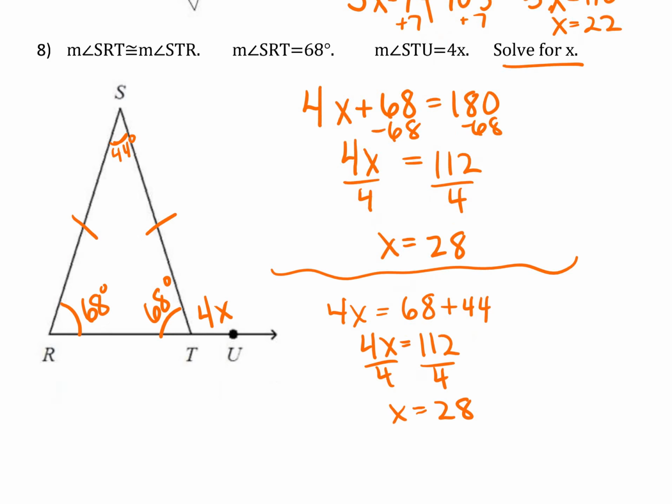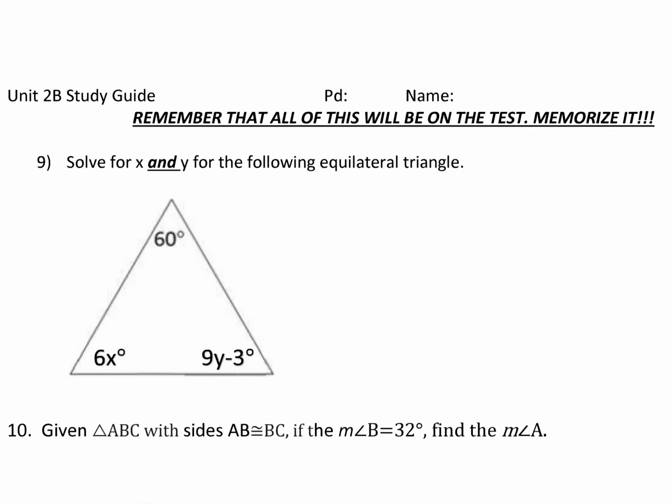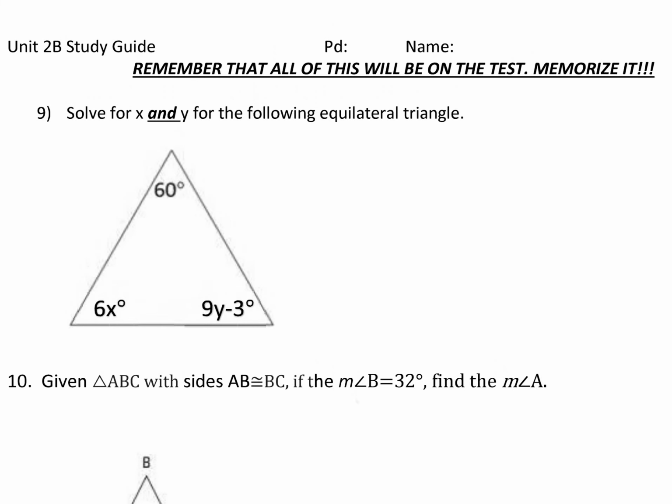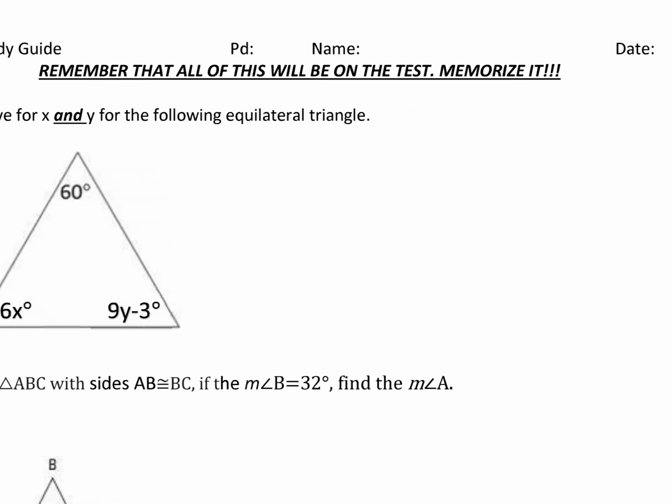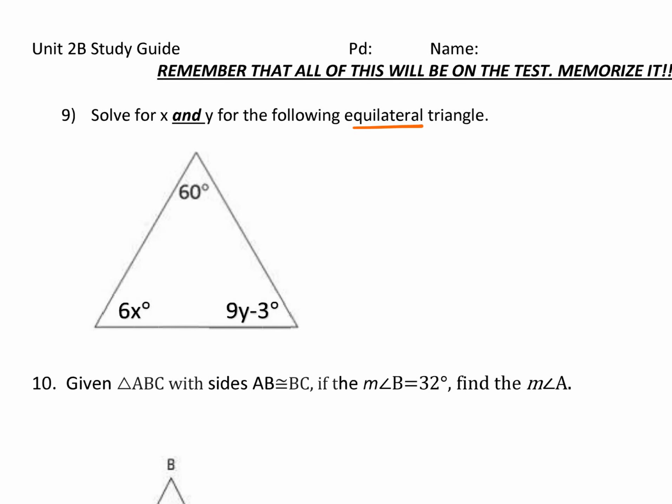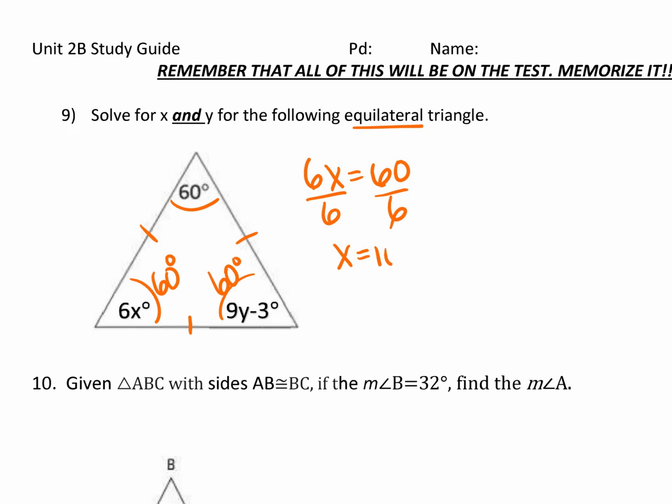All right, number 9. The key here, equilateral triangle. So what is that telling us? It tells us we have 3 congruent sides. May or may not need that, but we definitely need to know that we have 3 congruent angles. If it's equilateral, all angles will be 60 degrees. That's just the way they have to be. So I can say 6x equals 60. So therefore, x equals 10.